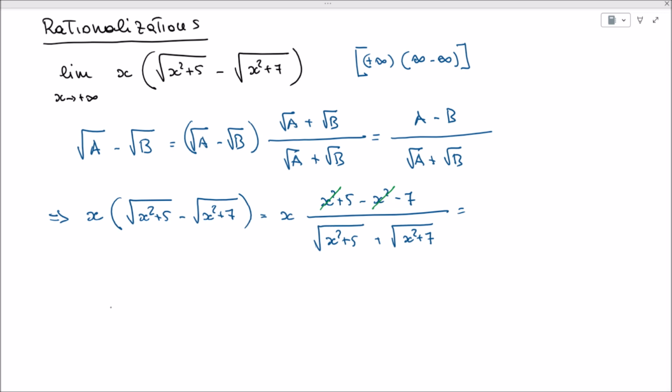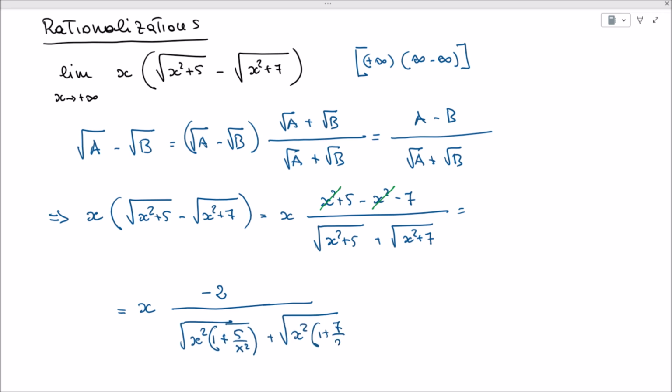we can rewrite this as follows. Okay, we have x here, we have 5 minus 7 is minus 2, and then we can factor within the parentheses x squared. So we have square root of x squared times 1 plus 5 over x squared plus square root of x squared times 1 plus 7 over x squared.